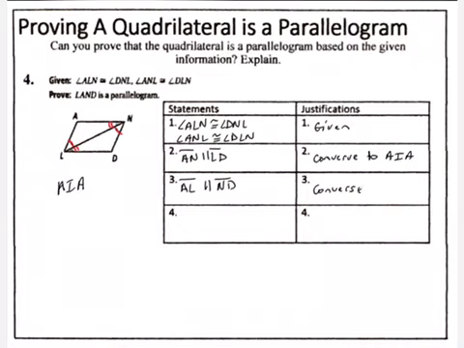So we're proving parallel lines by using the converse to AIA. So what happens is this is parallel to this, and this is parallel to this. By definition, these opposite sides are parallel to each other, which makes it a parallelogram by definition. So in this case, LAND is a parallelogram. And this is just the straight up definition of parallelogram.